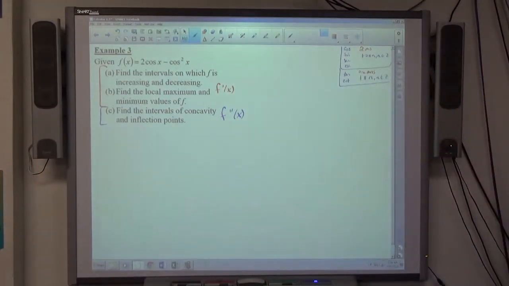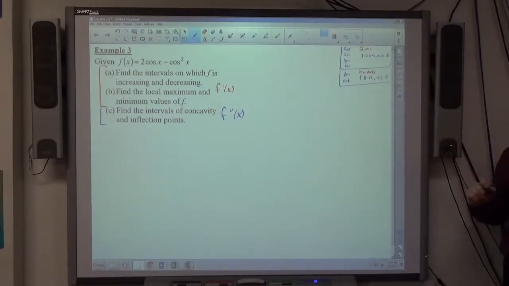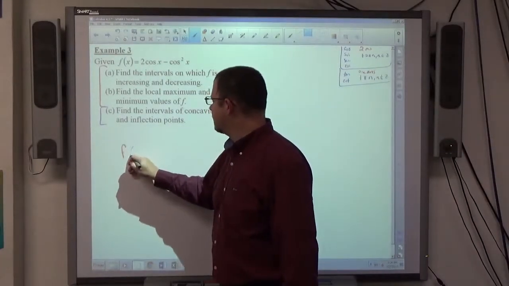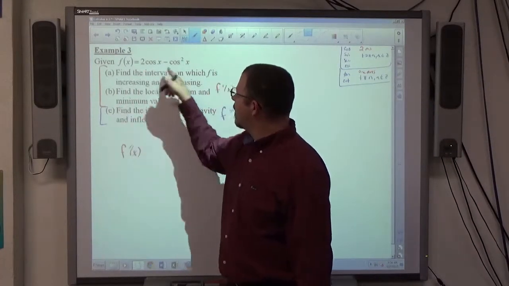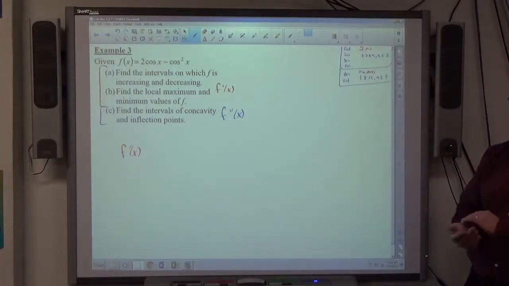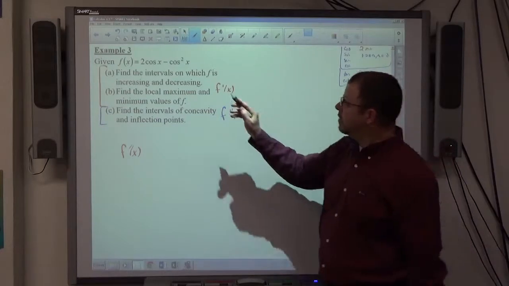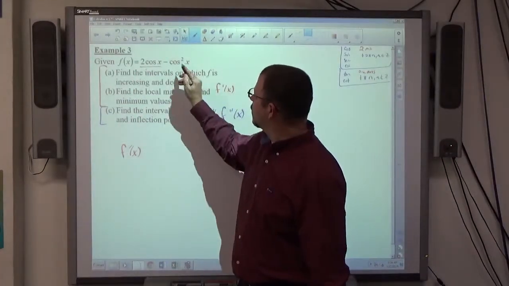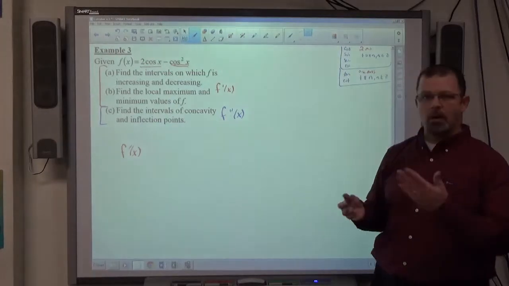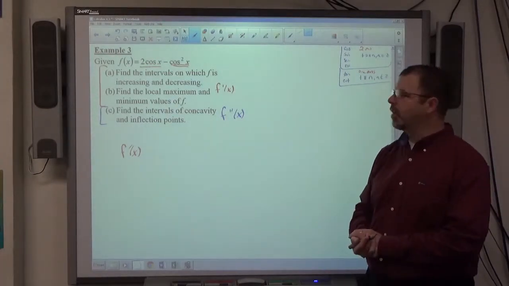My personal preference, I like to go ahead and find the first and second derivative right off the bat, so I know what they are. That way when I need to refer to them, I've got them on my paper already. So if I do f prime of x, keeping in mind that f of x is 2 cosine of x minus cosine squared of x, 2 cosine of x is just a cosine function. This is going to be a chain rule because it's cosine of x squared. So we have to do the power rule first, and then we have to differentiate cosine after that.